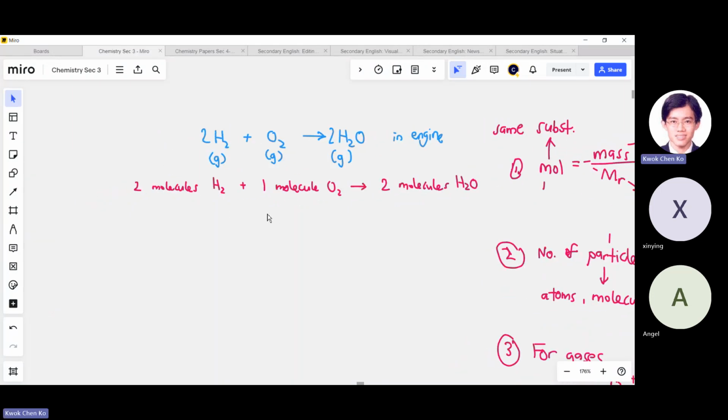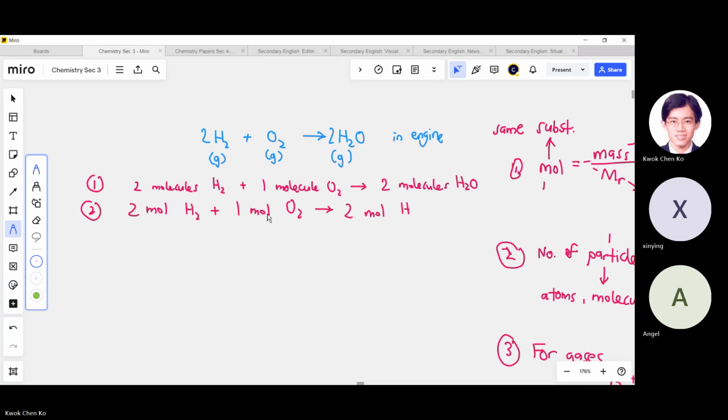Now, the second way to interpret this is 2 mole of H2 react with 1 mole of O2. Remember, this is a reaction, so I can use mole to give me 2 mole of water. So everything is in moles. 2, 1, 2. Can you use mass? Yeah, you can, but it's going to be really troublesome.